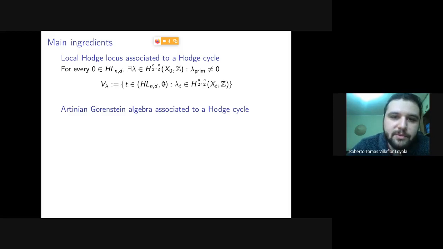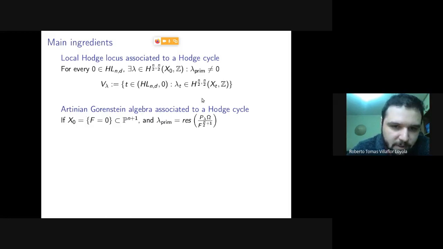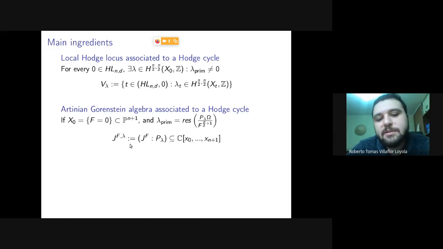So this is our first tool to study the Hodge locus. And our second tool is to study the Artinian Gorenstein algebra associated to the Hodge class. So if we assume that the corresponding hypersurface has an equation given by f equal to 0, and we write the primitive part of the Hodge class in terms of Griffiths basis, it's given by some polynomial p lambda. We can associate this Artinian Gorenstein ideal, J f lambda, which is defined as the quotient ideal of the Jacobian ideal of f, divided by the polynomial representing lambda in Griffiths basis. This is an ideal inside the ring of polynomials, and it is Artinian Gorenstein, meaning that the quotient ring is an Artinian Gorenstein algebra.